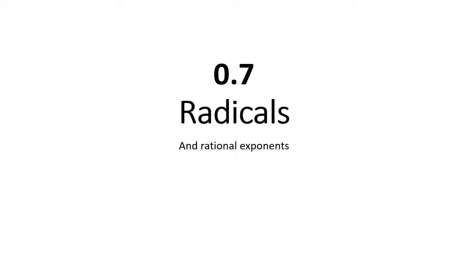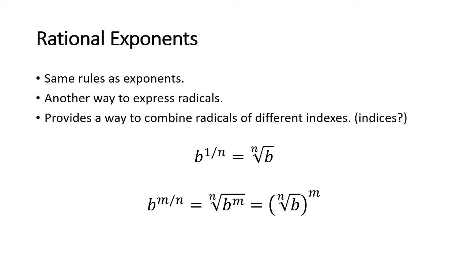This video is about the relationship between radicals and rational exponents. That relationship is that they're the same thing, essentially. The relationship is shown here. So, for example, b to the 1 divided by nth power is the same thing as the nth root of b to the first power.